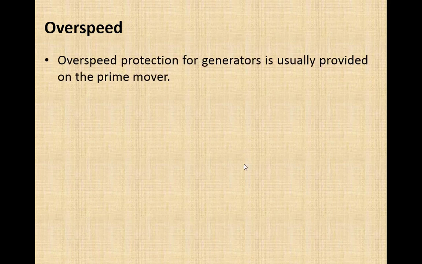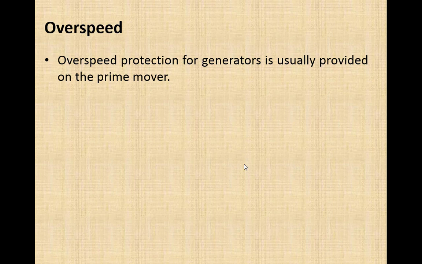Overspeed protection for generator is usually provided on the prime mover because alternator does not have any issue with overspeed as compared to the prime mover side, the turbine side. In case of increase in speed, it is the prime mover which is in trouble as compared to the alternator, the generating part. Because the power plant has two components: an alternator which converts mechanical power into electrical power, and the prime mover which drives the shaft and rotor of that alternator. So in case of increase in speed, the problem is on the prime mover side instead of on the alternator side. So protection is also provided over there.